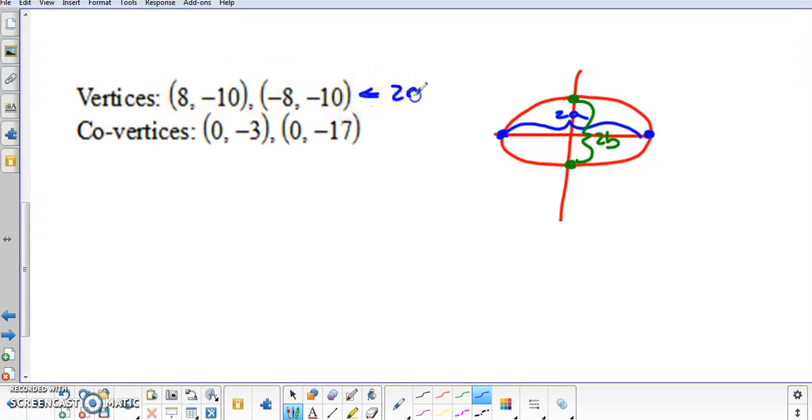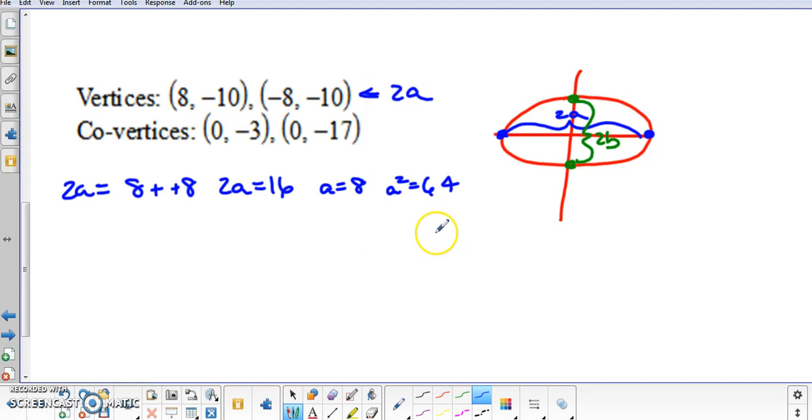So here we're going to work with a. So in order to solve for that, I have to find the difference between the two. So that's going to be 8 minus negative 8, right? And that's going to go ahead and turn these into plus, which is going to say 2a equals 16. So then I'm going to divide by 2 to both sides, and that gets me a equals 8. So then a squared equals 64.